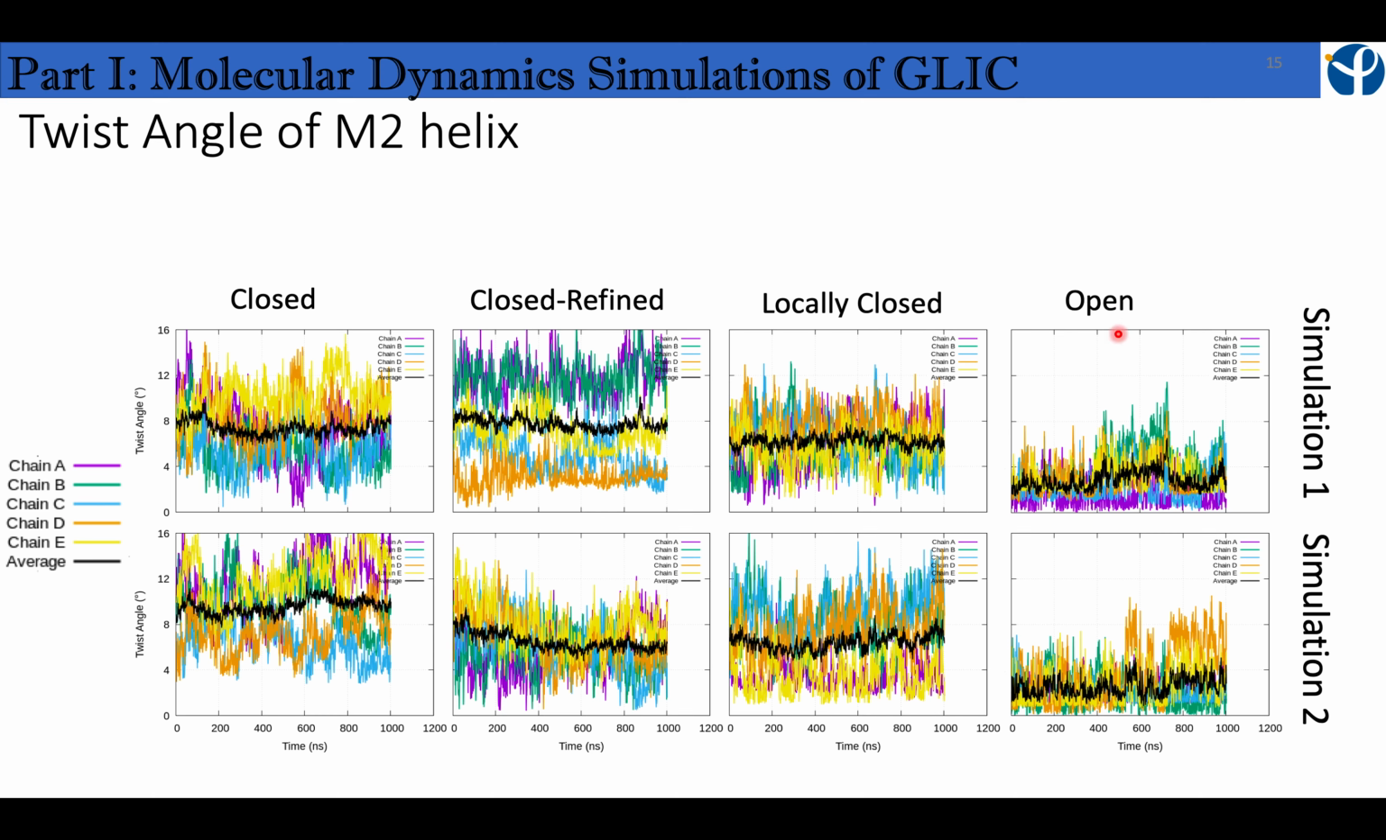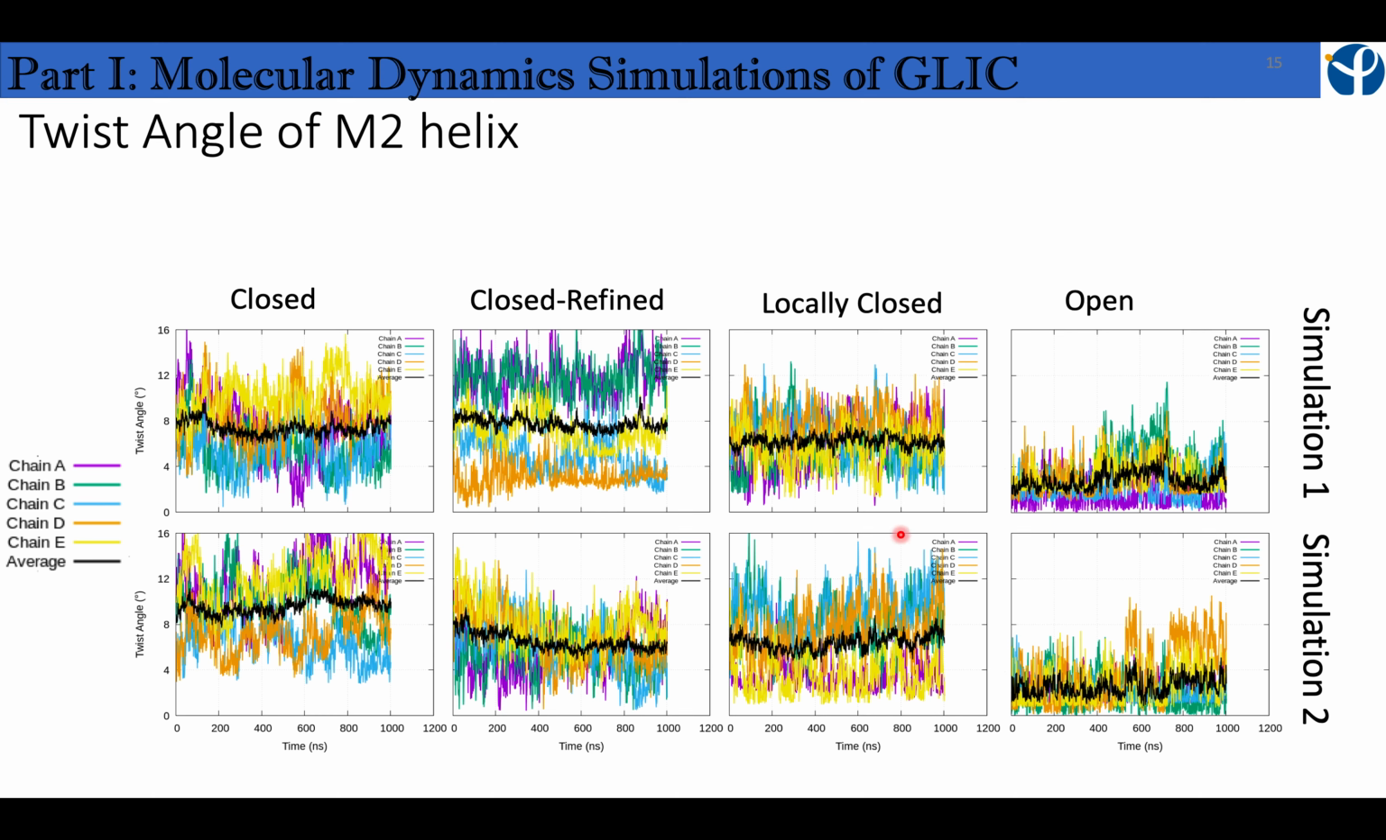When we plot twist angle, as you can see, open state is obviously different from the others. The values are low. In particular, you can see the legends here, chain A, B, C, D, E are colored and the average of them is in black line. And you can see that the black line in open state in both of the simulations is lower than the closed states, multiple closed states. So this is the first important conclusion basically.